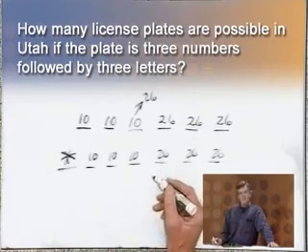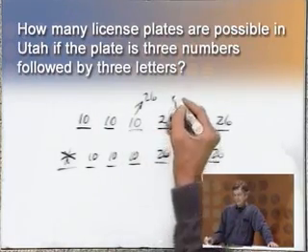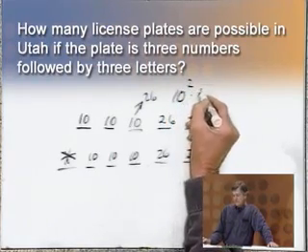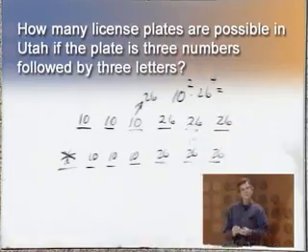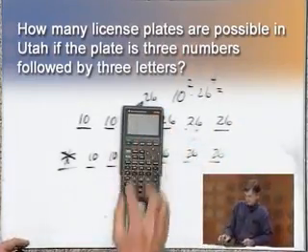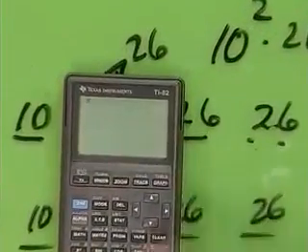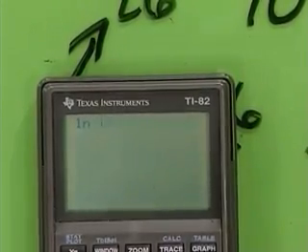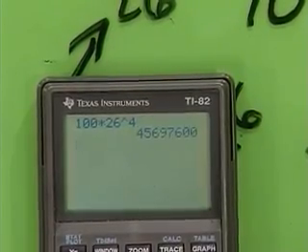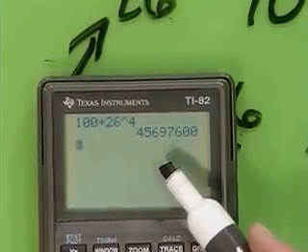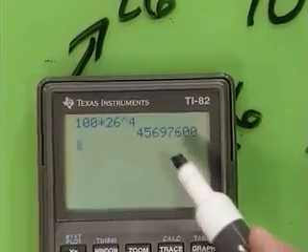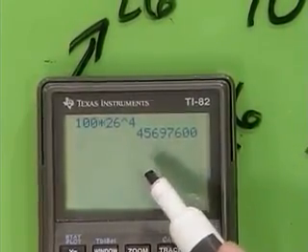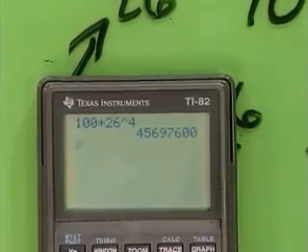Okay, now in the top case, it was 10 cubed times 26 cubed. Now it's going to be 10 squared times 26 to the 4th, which is how much? Let's go to the calculator and work that one out. 10 squared is 100, times 26 raised to the 4th power, which is going to be 45,697,600. Let's say that's around 45,700,000.